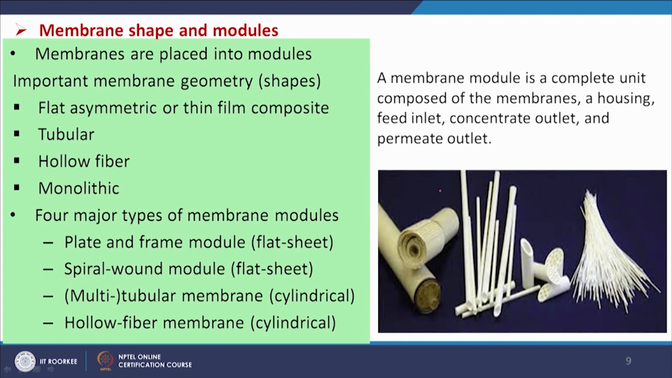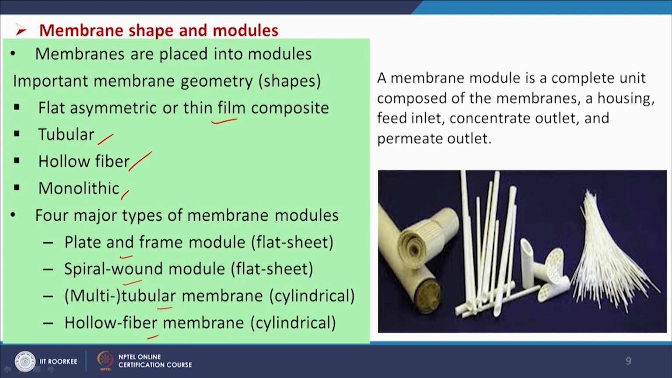Now, we will see the membrane shapes and modules. Membranes may have different geometry and shape, like flat, asymmetric and thin film composite membrane, tubular membrane, hollow fiber membrane and monolithic structure. And there are 4 major types of membrane modules: plate and frame module, spiral wound module, multitubular membrane module and hollow fiber membrane module.